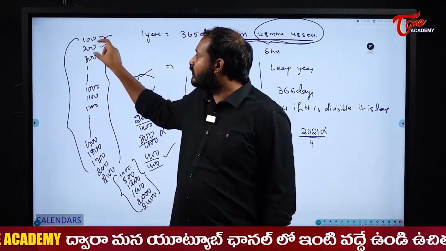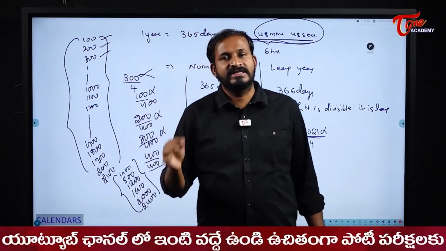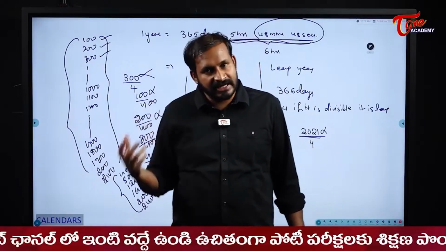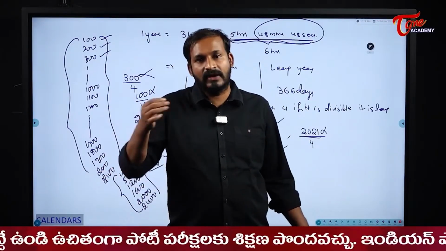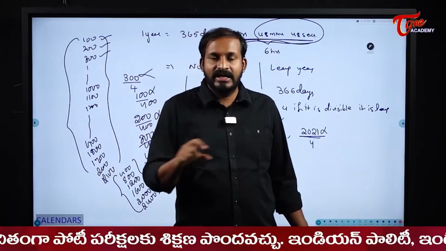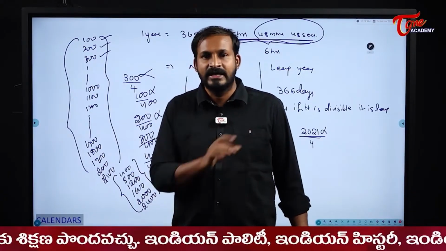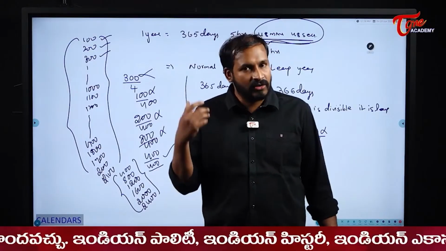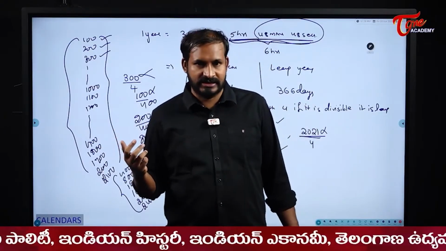Okay, so 100, 200, 300 are not leap years, 400 is a leap year. Next, 500, 600, 700 are not leap years, 800 is a leap year. 900, 1000, 1100 are not leap years and 1200 is a leap year once again. Similarly, 1300, 1400, 1500 are not leap years and 1600 is a leap year. 1700, 1800, 1900 are not leap years, 2000 is a leap year. Like this, it will progress.